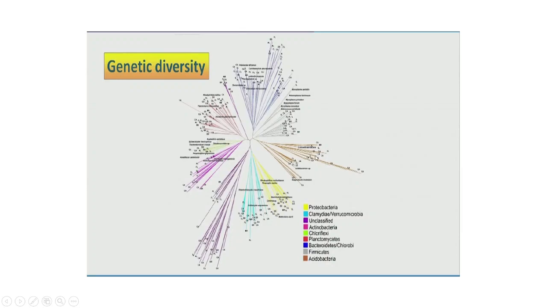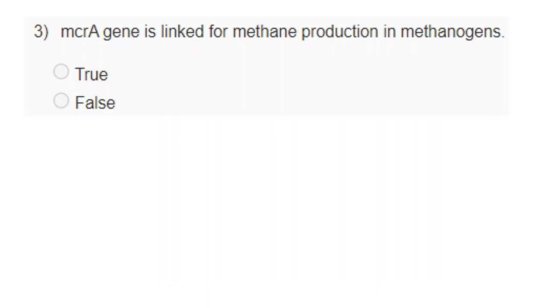Okay, so moving on to the next question. The mcrA gene is linked to methane production in methanogens. Anyone? True. True. Yeah, true.